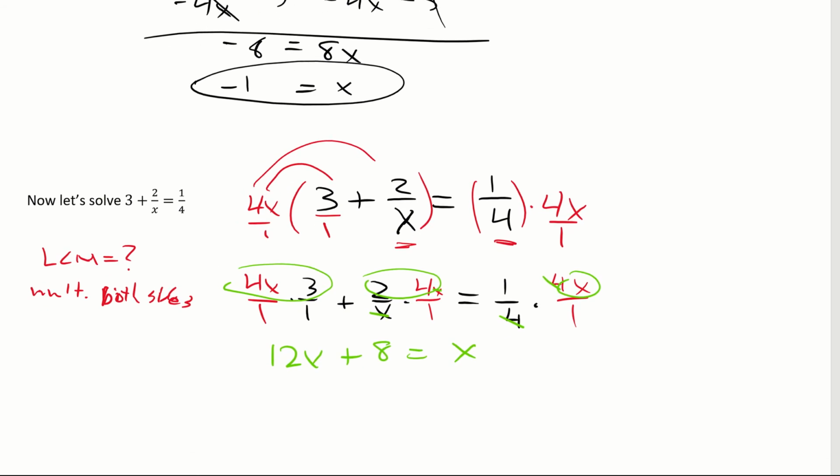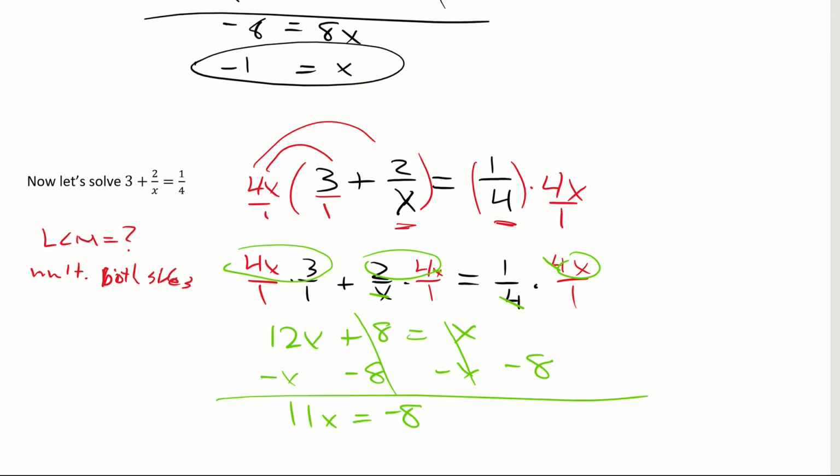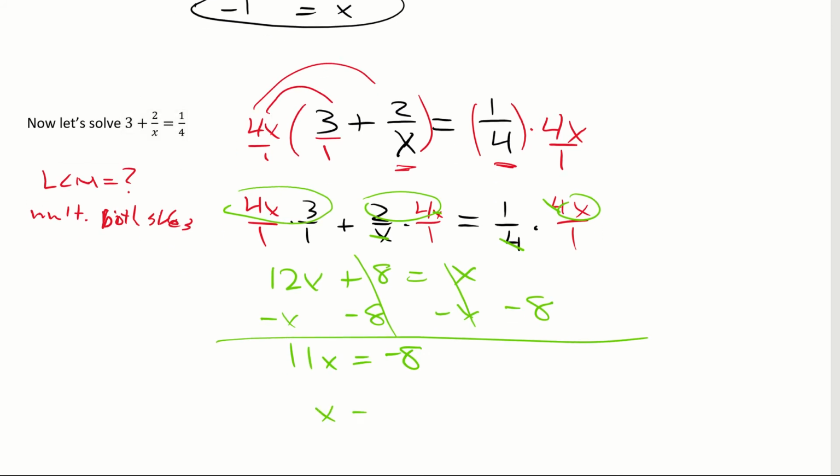So, that looks kind of strange the way it's looking, but I'm going to do this. Minus x, minus 8, minus 8, boom. Cancel, cancel. What do we have? 11x is minus 8. Well, that's magic. Divide and you get x is negative 8 over 11. Answer. Okay? There you go.